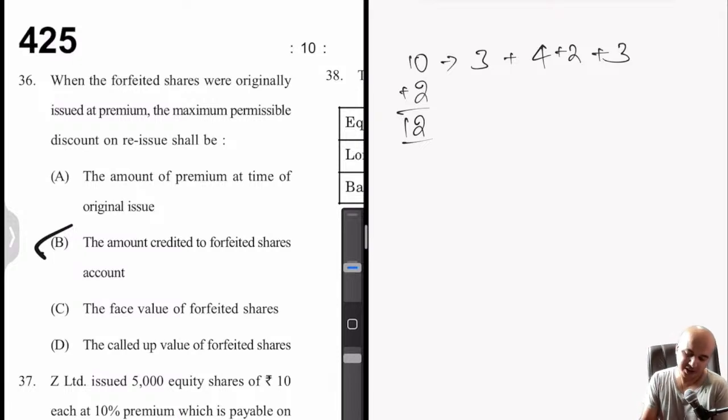So here also what changes? Nothing much. The only thing introduced here is the premium part.